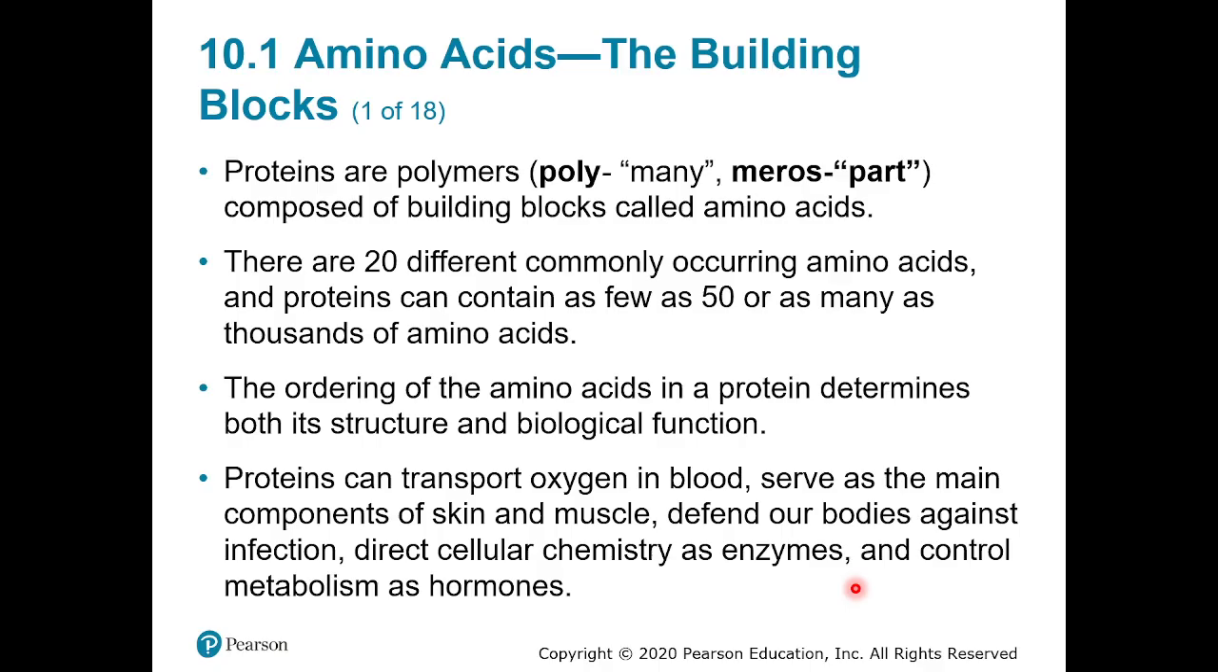There have been some enzymes found that are RNA, and mostly RNA. And we, in fact, have ribosomes in our bodies that are in large part RNA, but they do have protein components. Okay. They can control metabolism as hormones, though there are other hormones that are not protein complexes. However, hormones all have to bind to protein complexes to do their function in our body. Okay.